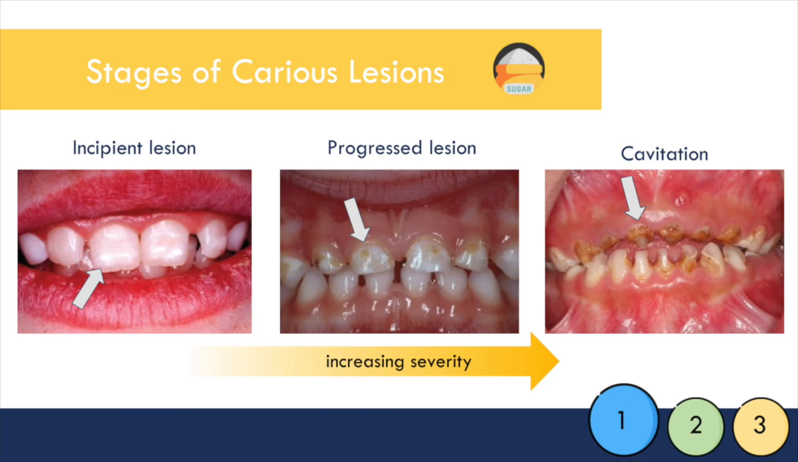If left untreated, it will progress into the next stage, which is called a progressed lesion. This appears as a yellow, brown, or black band on the tooth surface. The last stage is called a cavitation, and the tooth can appear as a brownish, blackish stump or as a hole in the tooth. This is the most advanced form of a caries lesion and requires the most complex treatment, oftentimes requiring the child to go under general anesthesia.